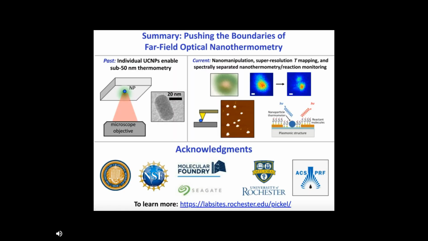So to wrap up, in my group, we really focus on pushing the boundaries of far-field optical nanothermometry. In the past, we've done a lot of work on using individual upconverting nanoparticles for sub-50 nanometer single-point thermometry. And that's really the majority of the work that I talked about today. And then we have some other projects in slightly different directions at the moment.